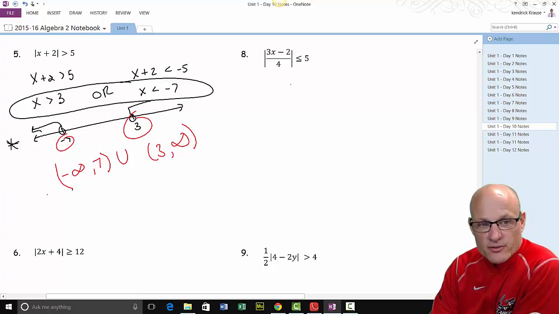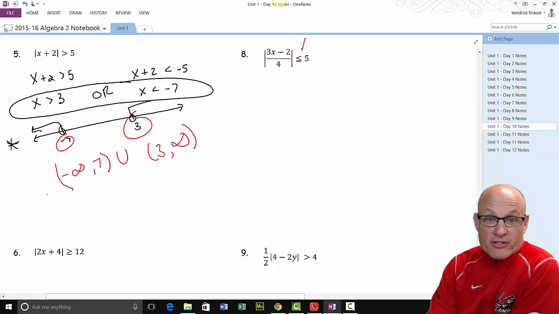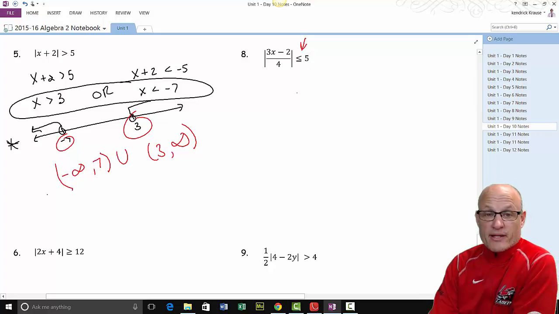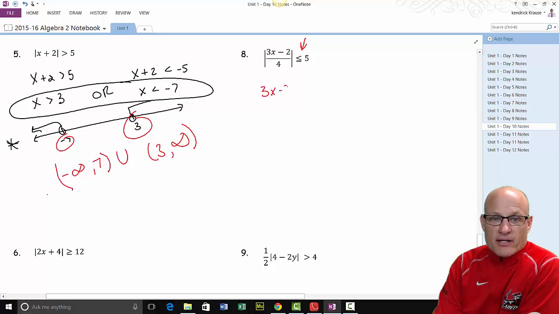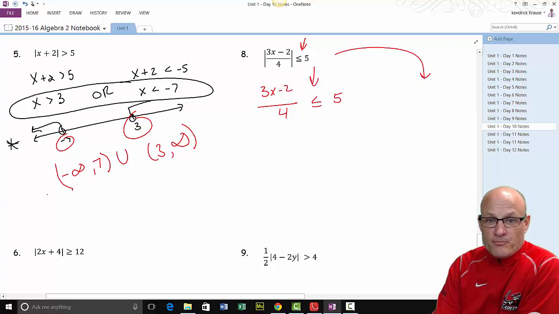All right, let's do this. And you can't generalize that if it's less than it's going to be this, if it's more than it's going to be this. You don't know. You just don't know until you've actually done the problem. So we're going to rewrite the original. 3x minus 2 over 4 is less than or equal to 5. And to flip it, whew, don't mess up the fraction, because we're doing fractions. Don't mess up the left side.